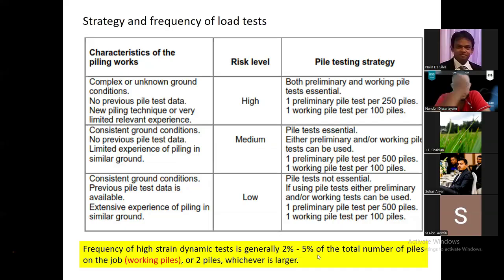Likewise, some guidelines are available for the testing frequency of high strain dynamic load test as well. Usually 2% to 5% of the total number of piles are recommended to be tested for high strain dynamic load test. So this is the 2% to 5% of the working piles, right? Or a minimum of 2 piles to be tested.